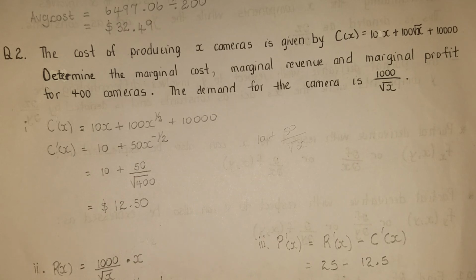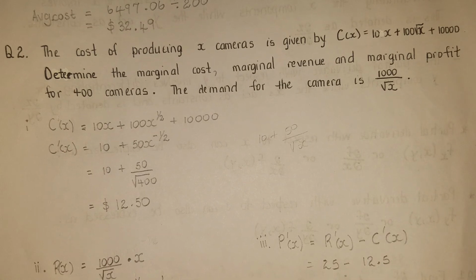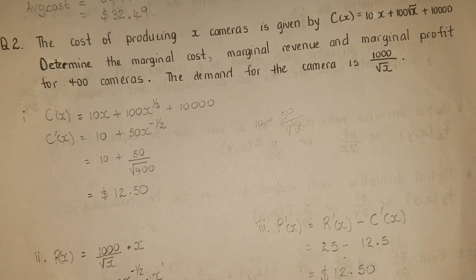So therefore, the marginal revenue, when I differentiate, will be 500x to the negative half, which is the same as 500 over root x. So therefore, I can now find the marginal revenue for 400 cameras.